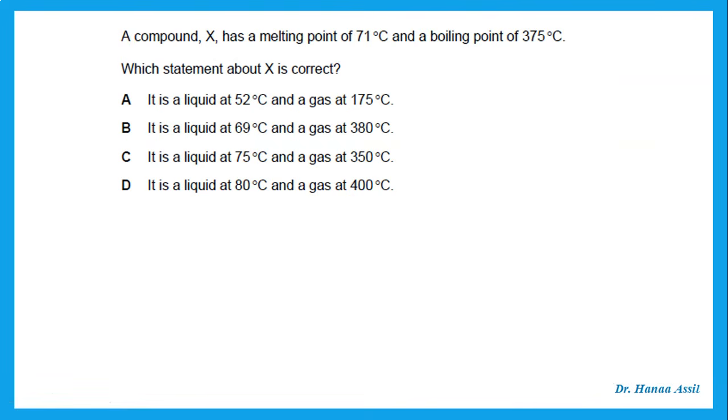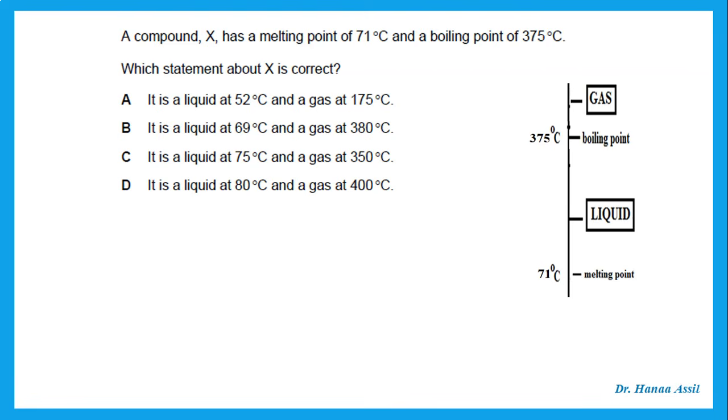Okay, then the next question says a compound X has a melting point of 71 and a boiling point of 375. And that means that above 71, it's a liquid, until 375, that's the boiling point, so above 375, it's a gas. And the question says which statement is correct. So, it's a liquid at 52. At 52, it has not reached the melting point yet. So, it has not melted. So, actually, at 52, it's still a solid.